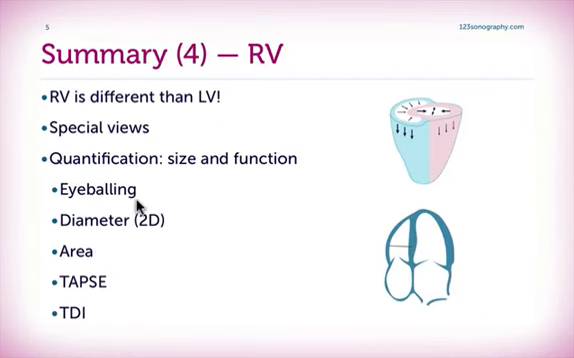The right ventricle is different than the left ventricle, both with respect to the anatomy and the function. Remember, we have a more longitudinal contraction of the right ventricle. We need special views to visualize the right ventricle. And the quantification of right ventricular size and function can be performed using eyeballing, diameter measurements in 2D, area measurements, the so-called TAPSE, and tissue Doppler imaging.